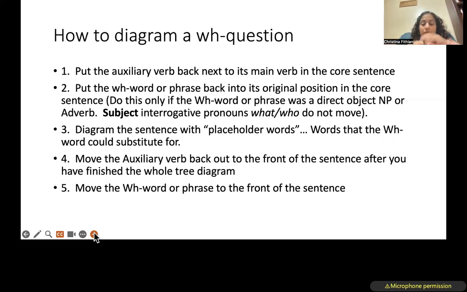And then once I've diagrammed the whole sentence, I'm going to move the auxiliary verb back out to the front of the sentence. Finally, I'm going to move the WH word to the very front of the sentence. The WH word is always going to be the very first thing we read or hear when we hear a WH question. So that's why we move the WH word or phrase out last, across the subject and past the auxiliary verb. So a few more steps.